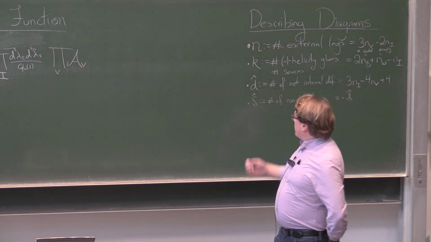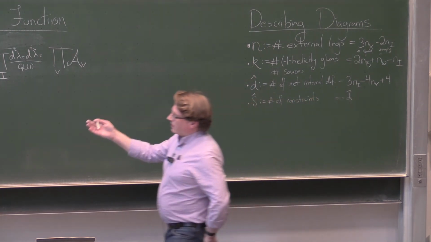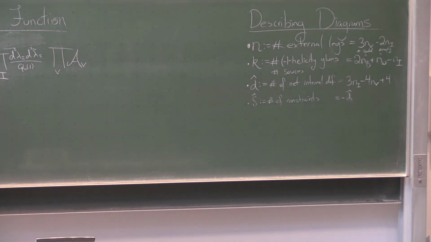And if d hat is positive, has anybody gone ahead of me? Tell me what d hat is for this. How many internal degrees of freedom do you have? Well, if you put this on the computer, you'll figure out that there's a 4-dimensional family of solutions, once you've done all the integrals, once you've soaked up all the delta functions. So this has d hat equal 4.